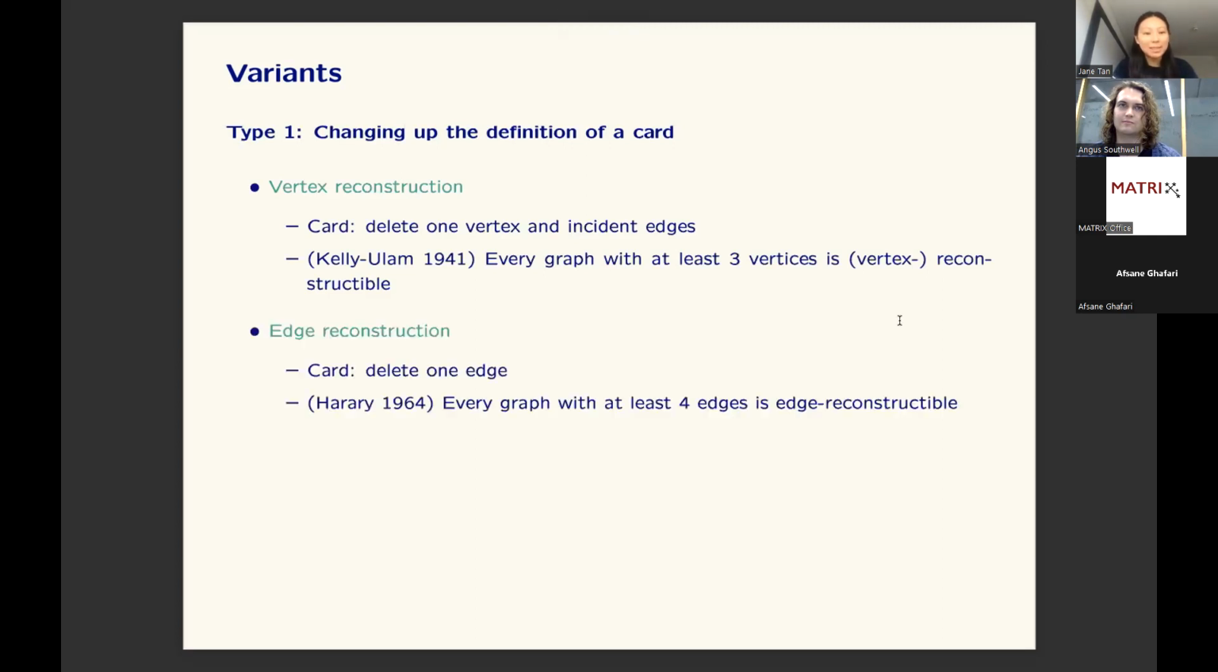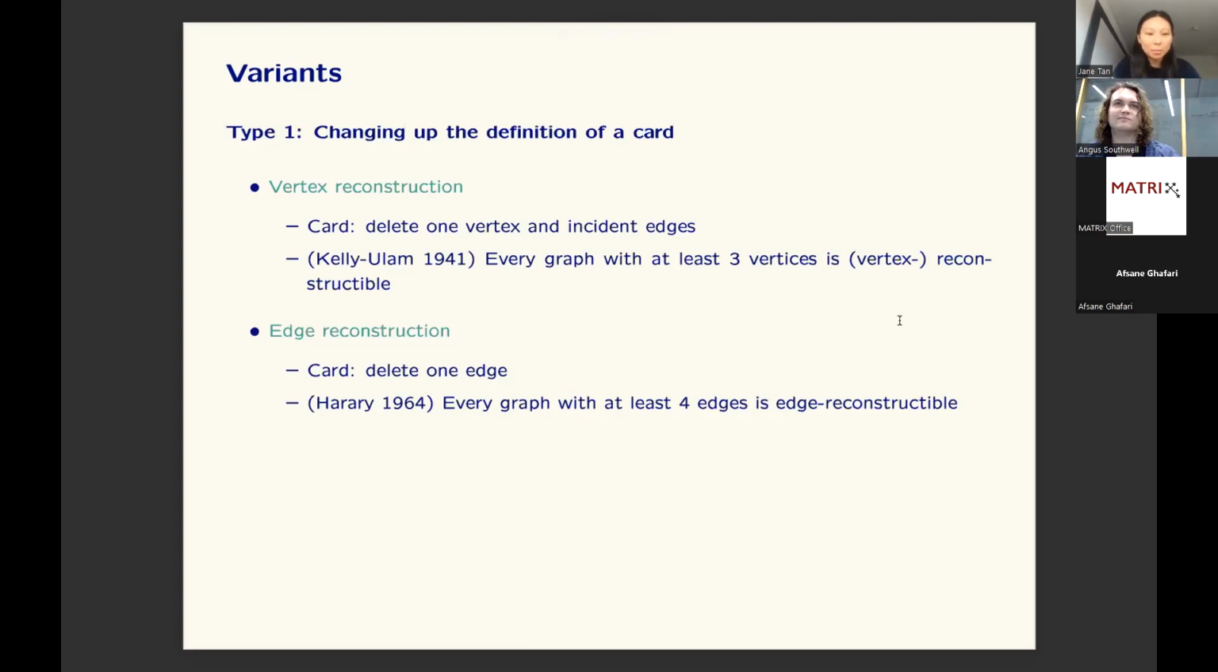What we can do instead is just delete one edge. So in the edge reconstruction variant, the number of cards in our deck is equal to the number of edges in the graph. We're just deleting one edge, and that gives us a card. And we do this for all of the edges. And in the same way, these are unlabeled. And as the deck, we just see a bunch of isomorphism classes of graphs.